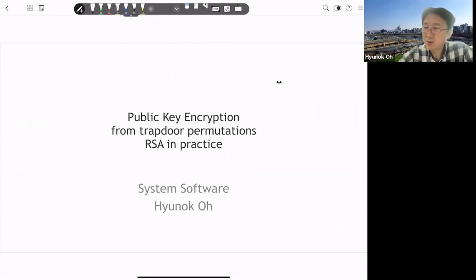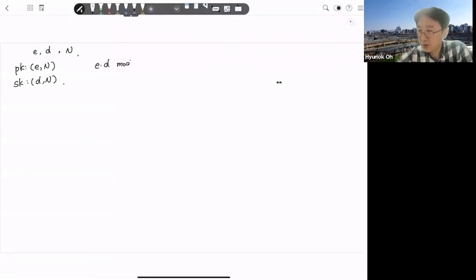And let's look at how this is actually going to be used in practice. First, let's look at the E value. So E and D and N, right? So E comma N is the public key, and the private key is D comma N. The relation is E times D mod phi N is 1, right? So phi N is P minus 1 times Q minus 1.